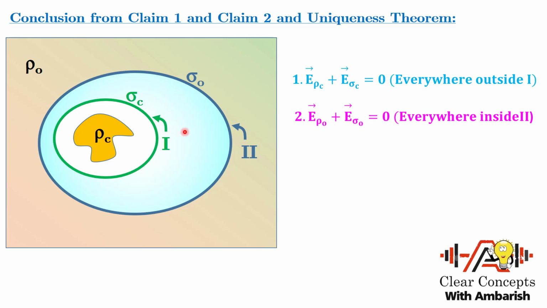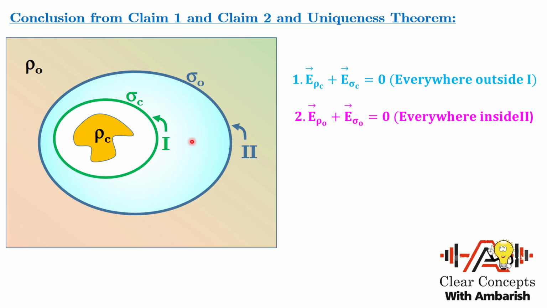And what does the uniqueness say now? Since this and this can give 0 field over here separately, and this can give 0 field over here separately, what does that mean? This must be the only way of creating 0 field in the conductor. So that's the beauty of the uniqueness theorem. If you have found one way of creating zero field in the conductor, then that is the one and only way of creating zero field in the conductor.